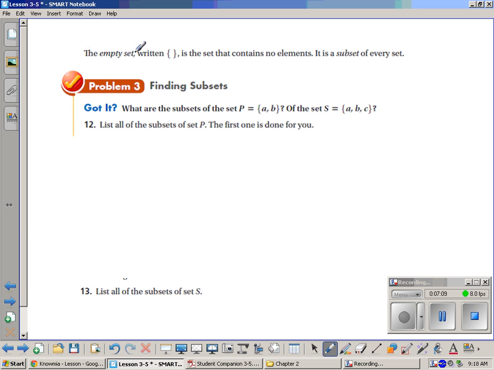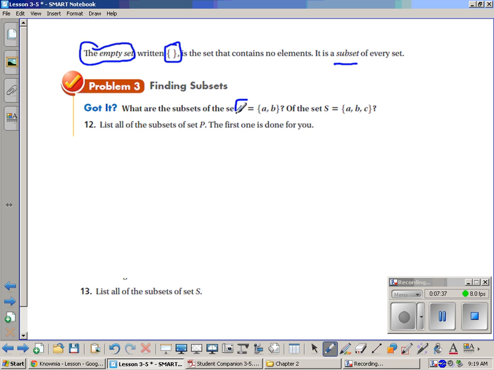So we're going to introduce what an empty set is, and an empty set is just written with two set symbols, two brackets, with nothing in it. And this set with no elements is actually part of every set, so it's considered a subset of every set. So we're going to talk about subsets. And as we introduced earlier, a subset is just a small part of a big set or a larger set.